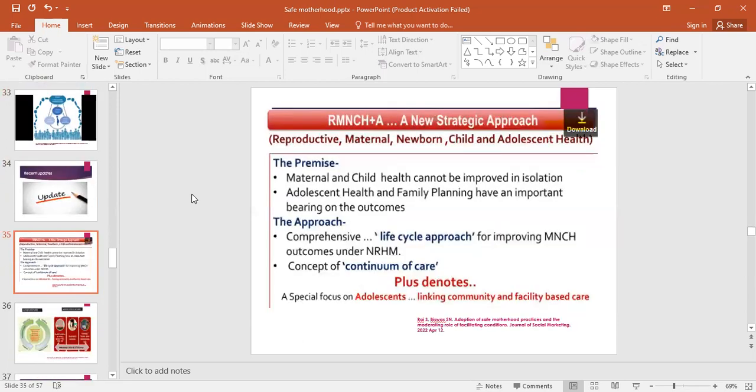In recent updates, there is a new strategy which is known as RMNCHA. R for reproductive, M for maternal, newborn, child, and adolescent health. Maternal and child health cannot be improved in isolation. Adolescent health and family planning have an important bearing on the outcomes, and the approach is a comprehensive life cycle approach for improving maternal, neonatal, and child health outcomes under reproductive health, and maternal and newborn health, and the concept of continuum of care.